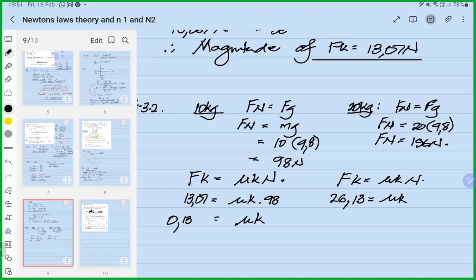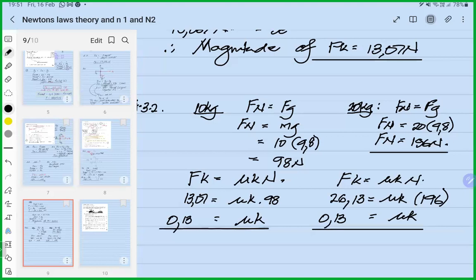There's your mu k, which we don't know, and your normal, 196. So 26.13 over 196, we get 0.13 again. Why should we get the same mu k again? Same wood, same rough surface at the bottom. The mu k can't change. And there we have it.